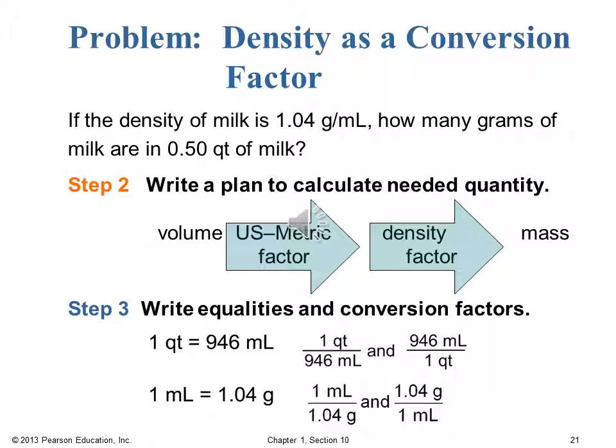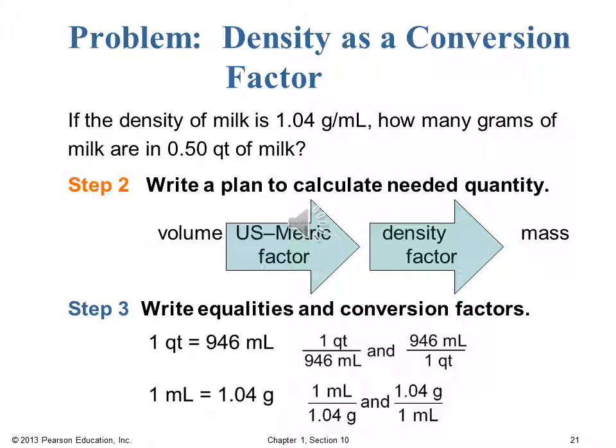Moving along into step 2, we'll write our plan to calculate our needed quantity. Because of how the volume was expressed, we'll need to convert from that US quart to some sort of metric unit. If we go right into milliliters, then we can use that density, which is already in grams per milliliter, as a conversion factor to ultimately find the mass.